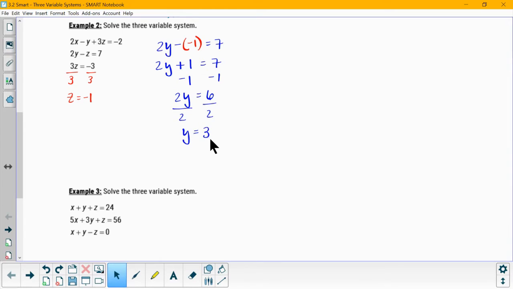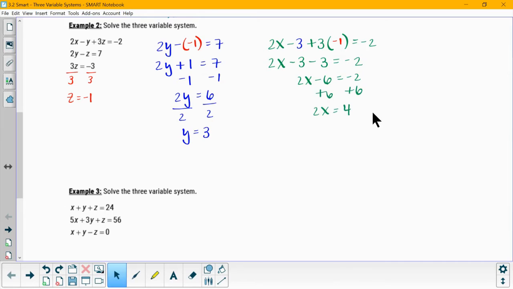Now I'm going to use y equals 3 and z equals -1 to plug into my first equation, which is going to give me 2x minus 3 plus 3 -1 is equal to -2. Simplify this a little bit to get 2x minus 3 equals -2, which simplified even more is 2x minus 6 equals -2. Going to add 6 to both sides, giving me 2x equals 4. Going to divide by 2, getting x equals 2. And my last step is always going to be writing my answer as an ordered triplet, 2, 3, -1.